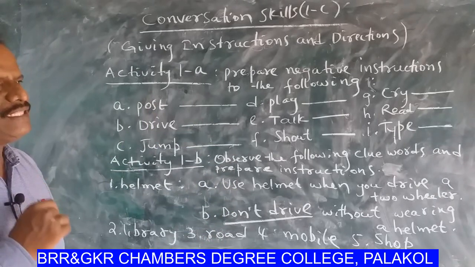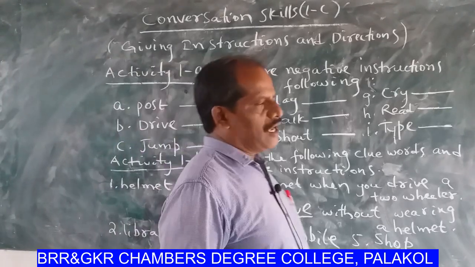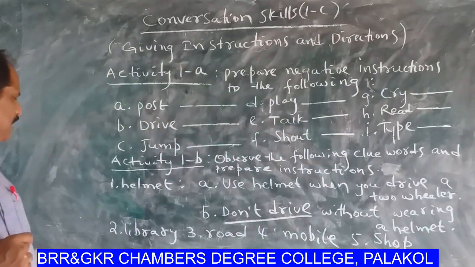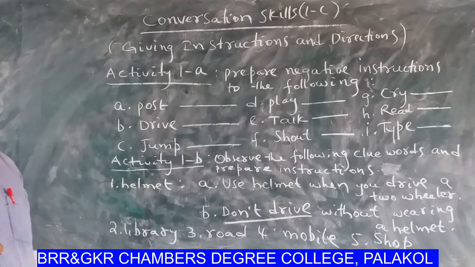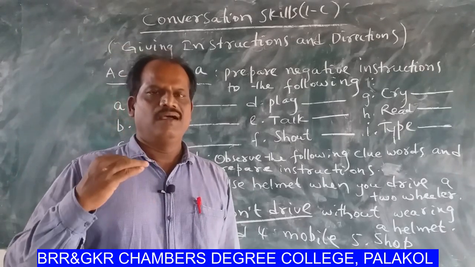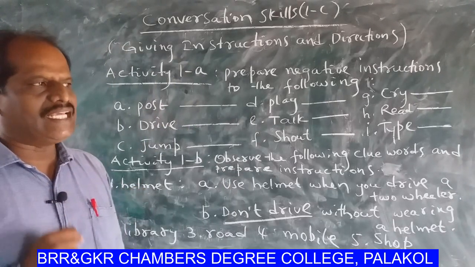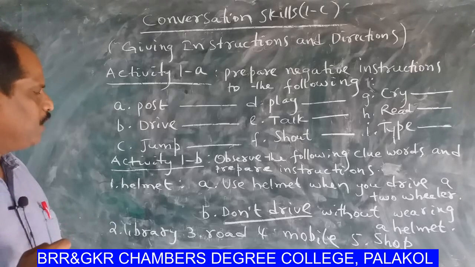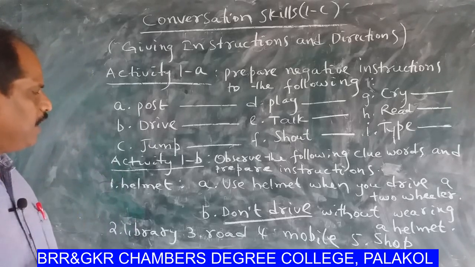So then we should prepare instructions. That means we can make a positive instruction and we can also give a negative instruction. For example, number one is talking about helmet, wearing a helmet. So in sentence A, we can write a positive sentence, and in sentence B, we can write a negative sentence.